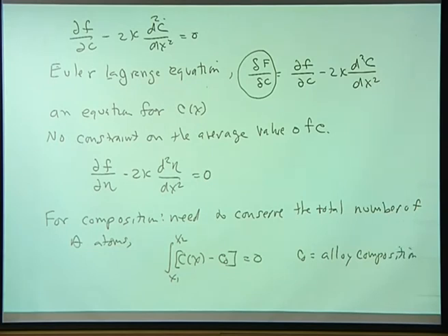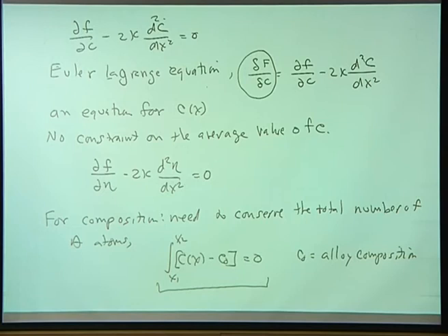Is the alloy composition. Okay? And so you're basically saying that you can have any type of fluctuation, but only those fluctuations that conserve the overall number of atoms are allowed. Okay? And the way you add a constraint to a free energy functional is using Lagrange multipliers.